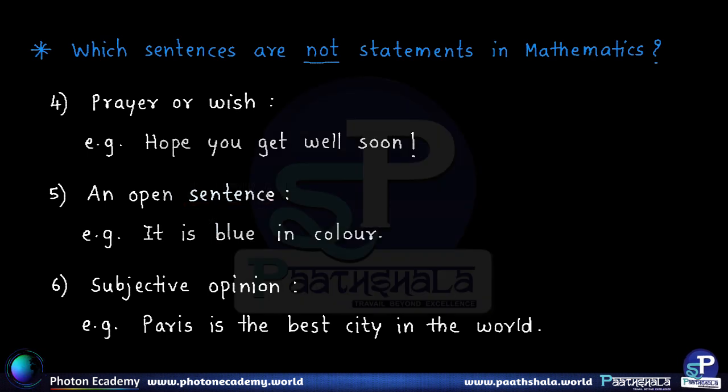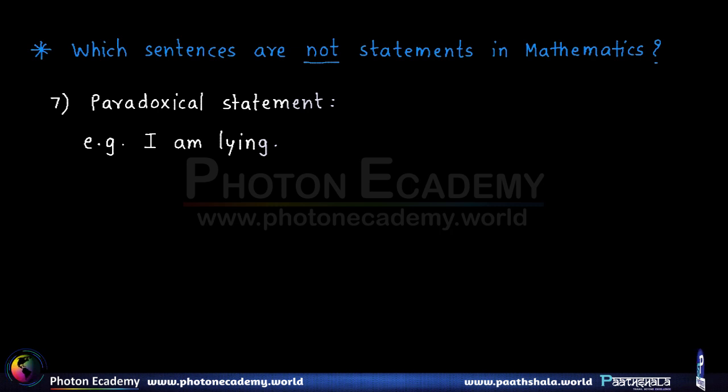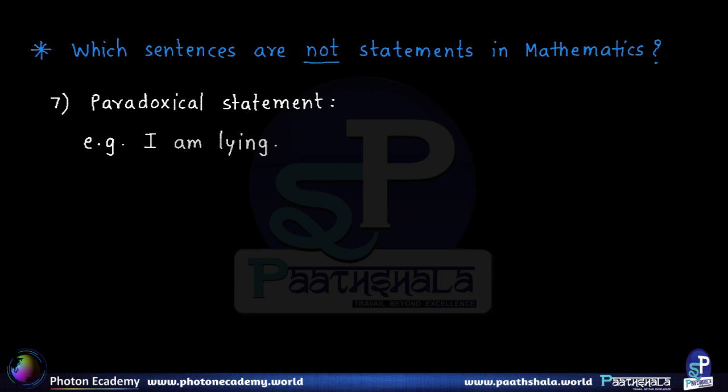So whenever we cannot clearly assign a true or false value to a particular statement, that is not considered a statement in mathematics. And lastly, we have an interesting case called a paradoxical statement or a paradox. Here we have the famous liar's paradox, where there is a statement that says "I am lying," that is, "I am not speaking true." Now here also it seems like it is declaring something, so how can it not be a statement? So let us quickly evaluate both the possibilities.